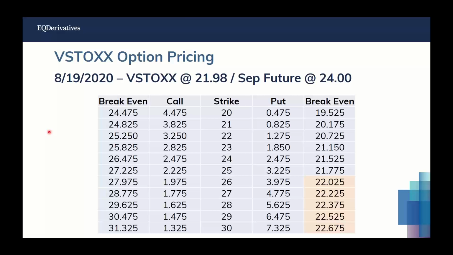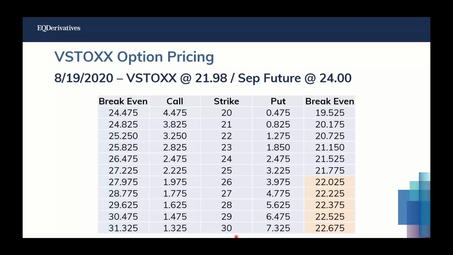And again, you can see I changed the color on options that would make money if VSTOXX did not move at all between August 19th and September settlement. And you would have made a little bit. You could have bought the 30 strike put for, and I use the midpoint here, so let's say for 735 if you're going to end up paying the offer side on that, and you would have ended up with a break even of 22.65. So about a 65-cent buffer right there.